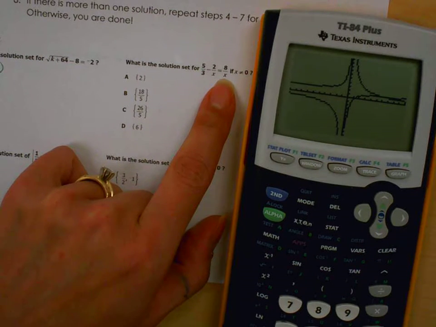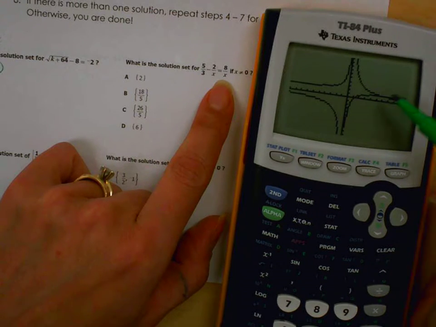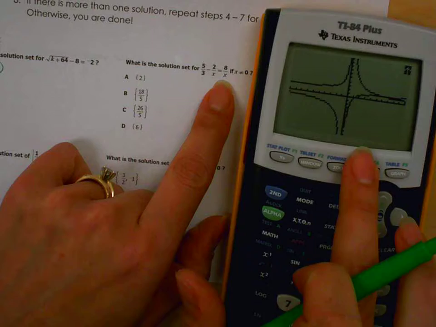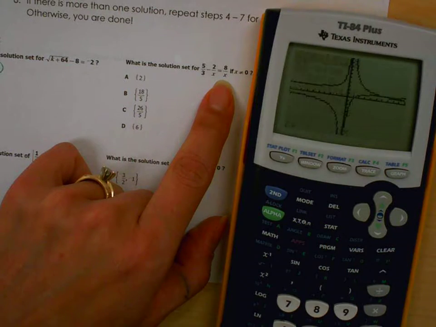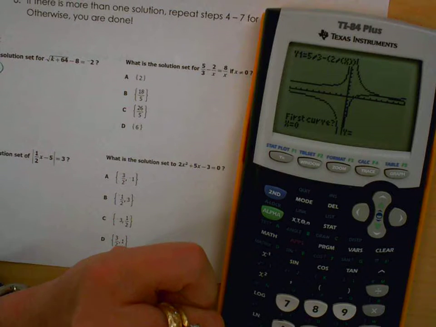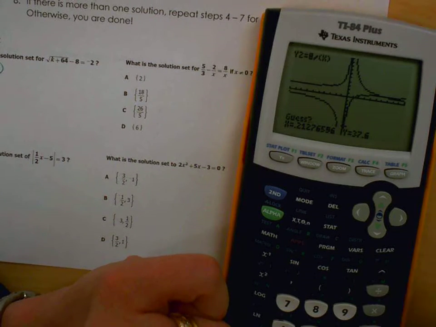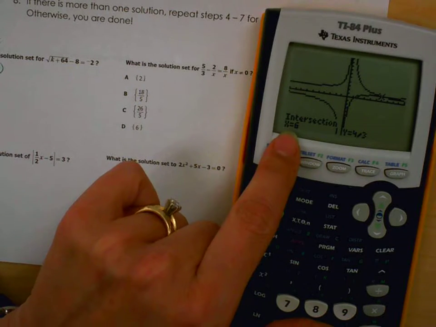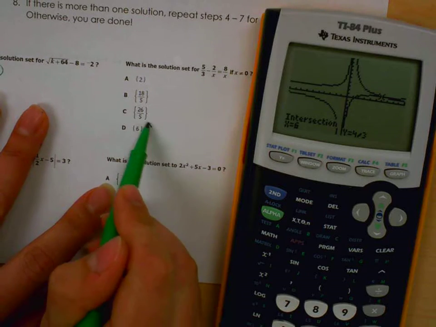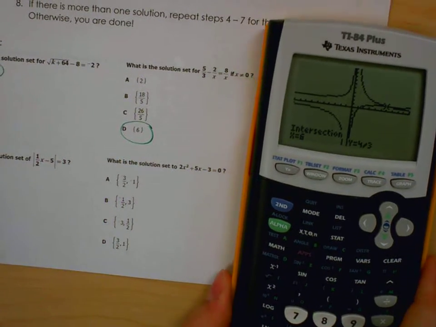All right, so right here, it looks like they're going to intersect right around here. Second calc, number 5, first curve, yep. Second curve, oh, it wants me to pick it. There we go. Second curve, guess. There's my answer. X is 6. That's choice D. All right, let's try one more.